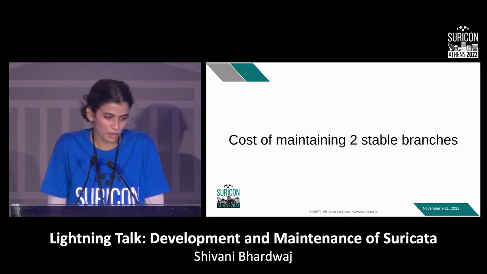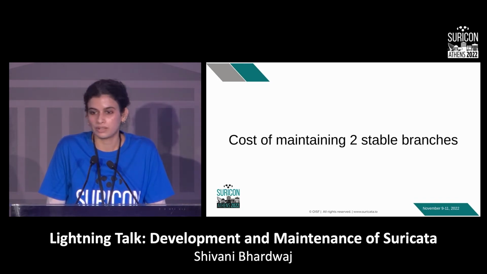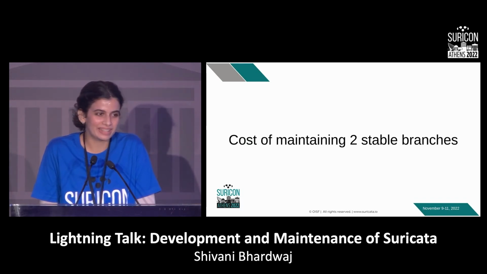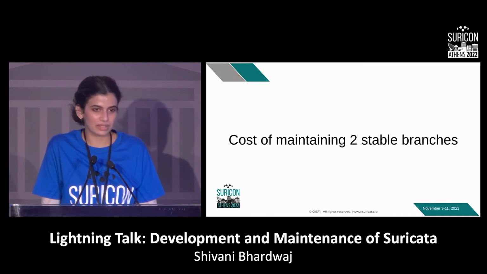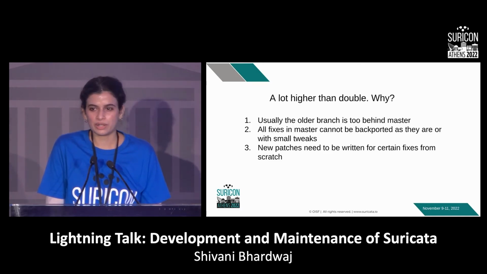Now, what do you think is the cost of maintaining 2 stable branches at once, like we were doing 5 and 6? Anyone? Yeah, so I think because the branches double, we would think the cost would also double, but it actually is a lot higher than double.